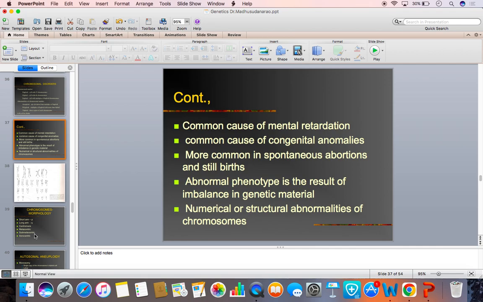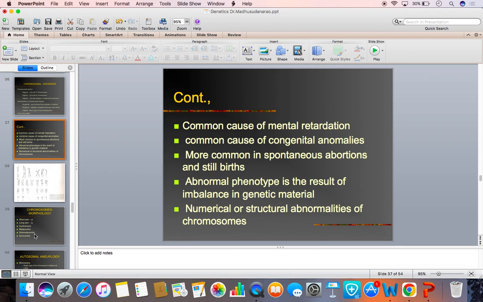Numerical and structural abnormalities of the chromosomes can result in abnormal phenotype. Okay? Look at the chromosomal number and their definitions. Haploid is the state of 23 chromosomes in the cell. Diploid is the state of 46 chromosomes in the cell. That is 23 pairs. Euploid is the multiples of haploid.